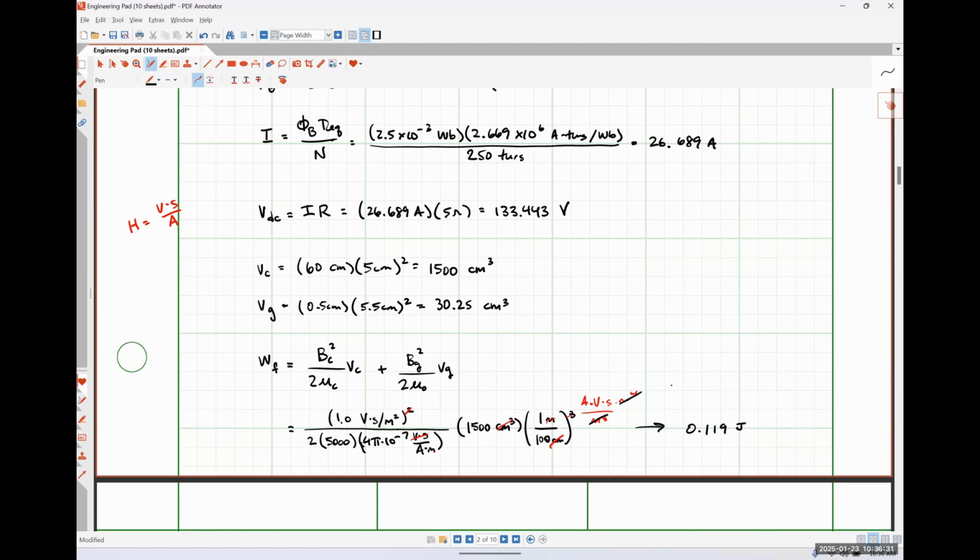So just as a heads up, as we saw previously, the reluctance of the air gap is typically much larger than the reluctance of the core itself, especially when the air gap length is particularly small. Since that is the dominant term in the reluctance, it will also be the dominant term in the energy storage of the system.